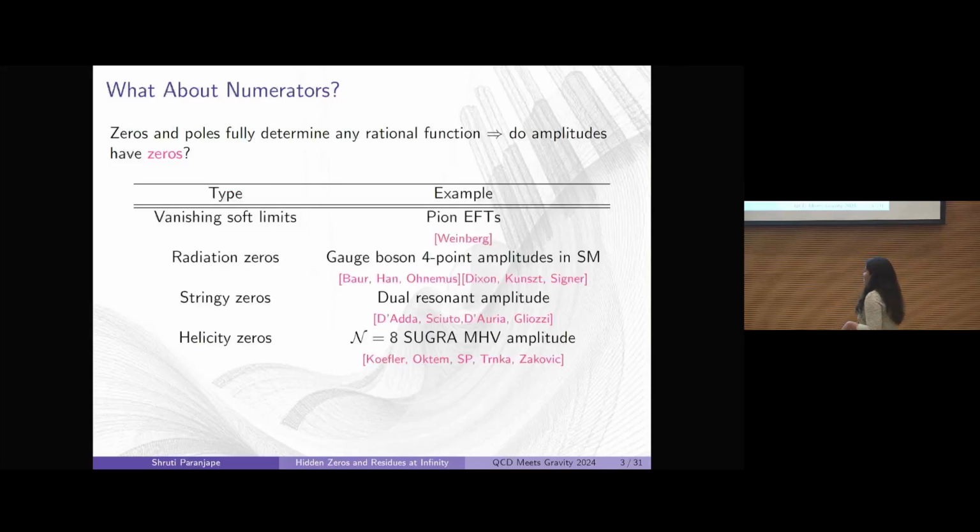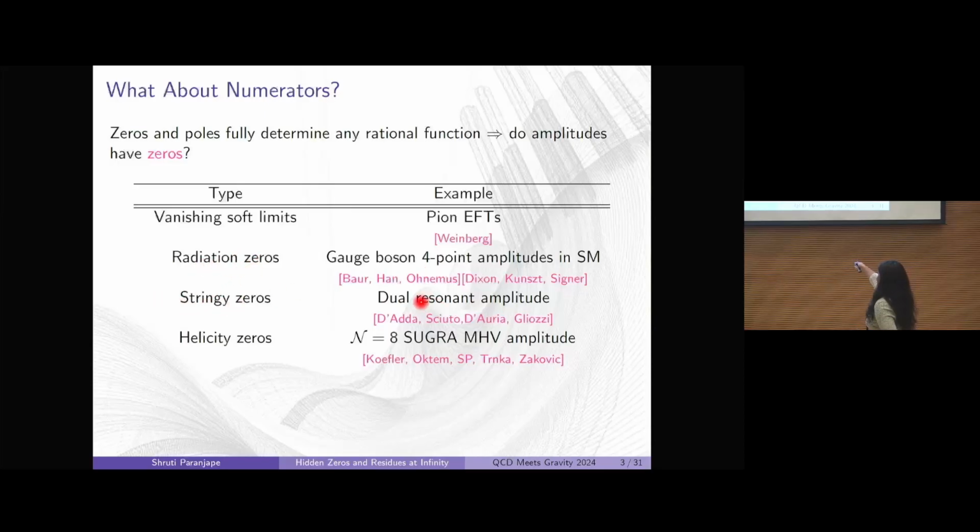So zeros in physics are reasonably omnipresent, and they're usually associated with some kind of symmetry. So if you look, for example, at maybe the most popular, which is the pion effective field theories, they have vanishing soft limits, which is the Weinberg's soft pion theorem. It comes from the fact that there's some spontaneous symmetry breaking. Okay. So I've given a few other examples here. We'll talk about this in the next slide.